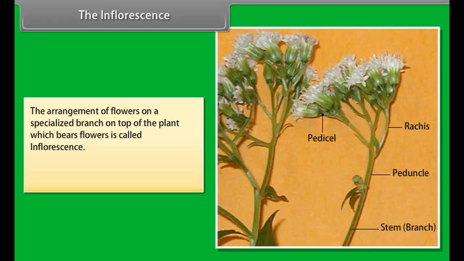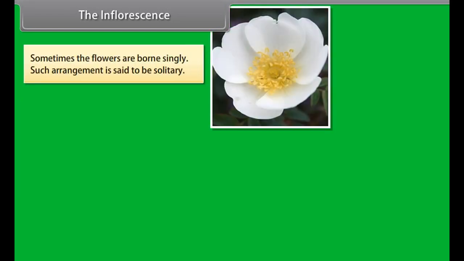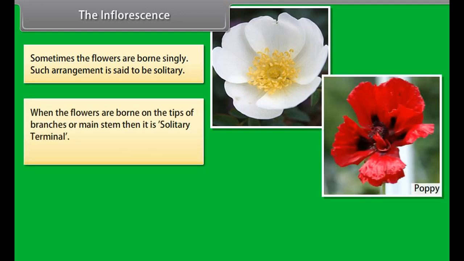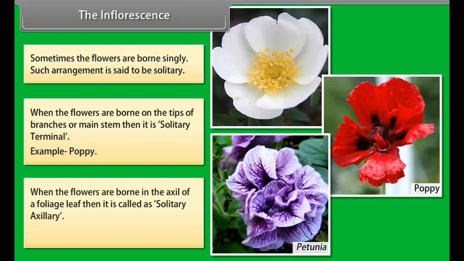The inflorescence. The arrangement of flowers on a specialized branch on top of the plant, which bears flowers, is called inflorescence. The axis of the inflorescence is known as peduncle. Sometimes the flowers are borne singly. Such arrangement is said to be solitary. When the flowers are borne on the tips of branches or main stem, then it is solitary terminal. Example, poppy. When the flowers are borne in the axil of a foliage leaf, then it is called solitary axillary. Example, petunia, hibiscus, Rosa sinensis.